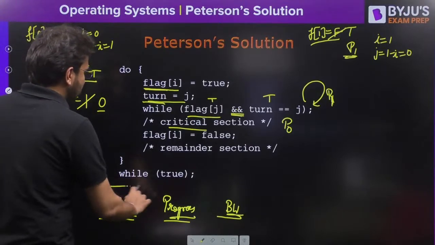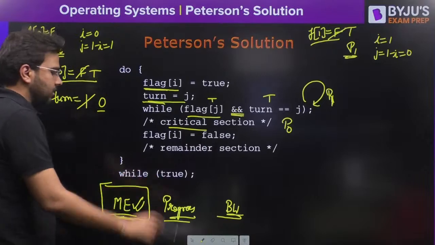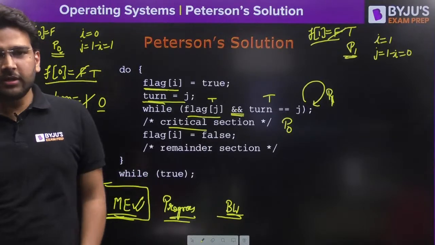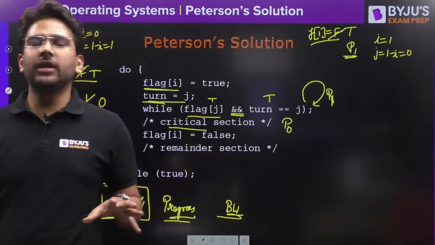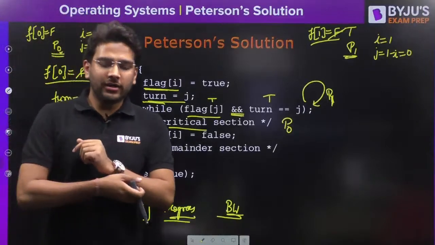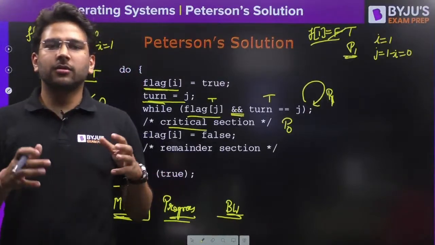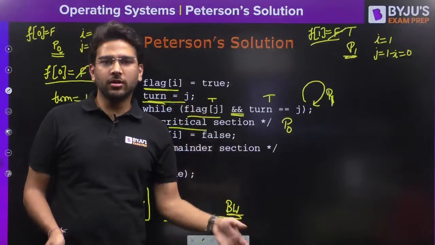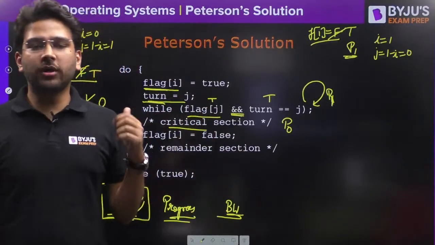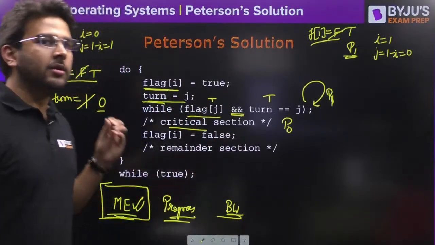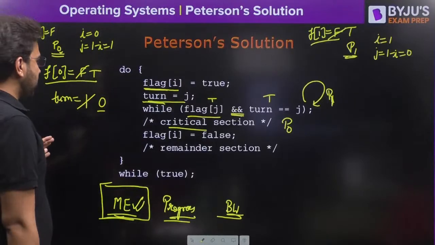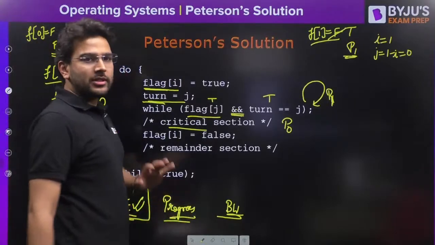If you have any doubt in this mutual exclusion, please ask, because this is important. Peterson solution is important. Turn and interested variable, we understand it, we discuss it, because Peterson solution is based on turn and interested variable. But this is important, so try to understand everything. And if you get any doubt here, please ask. So mutual exclusion is satisfied.